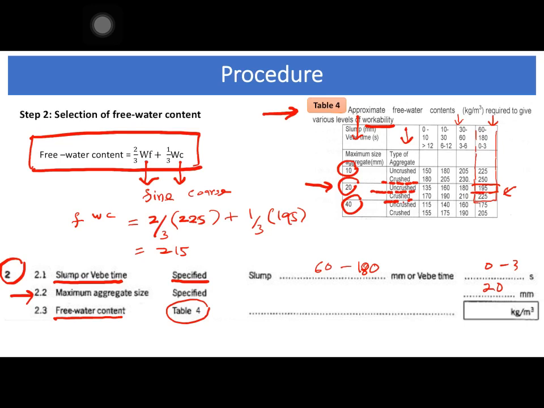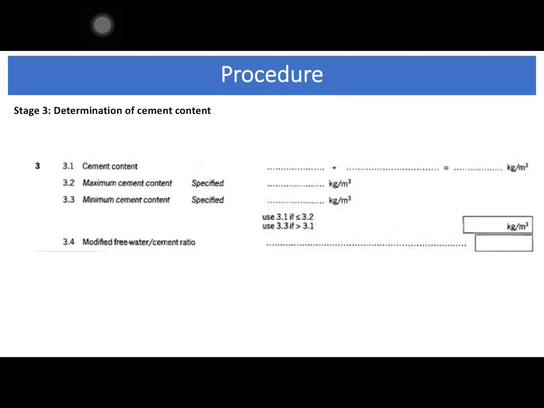250. So you may write here 250 kg per meter cube. Next stage is number 3. Here we need to determine the cement content. So how to determine the cement content? We can use the data that we obtained from stage 2 and stage 1.